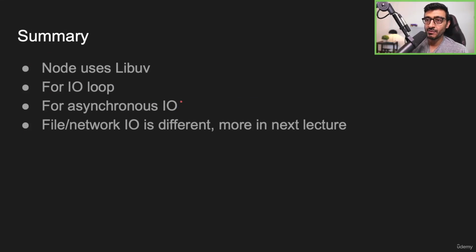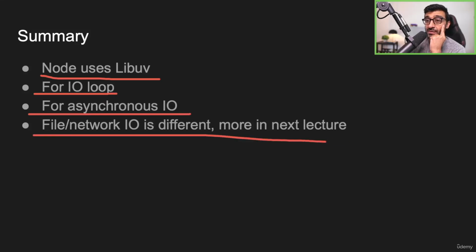Summary. That's the end of this very brief overview of libuv. We'll talk about some theory and then we're going to jump into the practical. So Node uses libuv for I/O loops, asynchronous I/O, and file and network. We're going to do some more stuff. Next, we're going to talk about asynchronous I/O. Stay tuned.